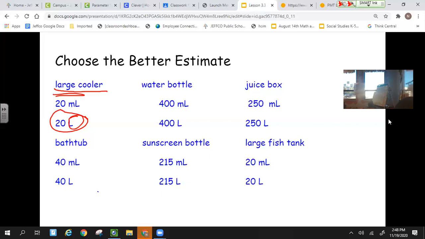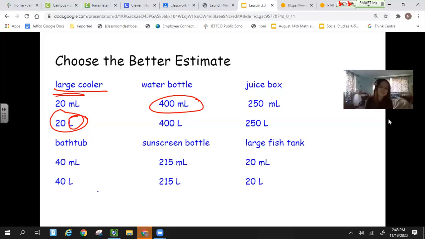All right, a water bottle, 400 liters or 400 milliliters? What do you think? Write it down in your math spiral. Astria, what are you thinking? 400 milliliters. Excellent. How do you know? It's because on the video, it said that there's 400 milliliters in a water bottle. Awesome. And milliliters are much smaller than liters. A water bottle couldn't hold 400 of these.